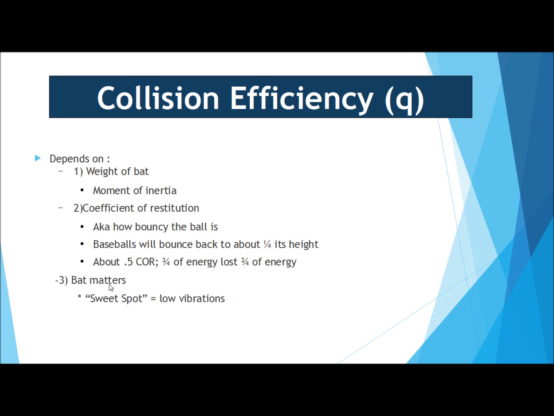And then lastly, the bat matters. If you hit the ball on the sweet spot, the spot on the bat that has the lowest amount of vibrations, then you're losing the least amount of energy. If you don't lose a lot of energy, then you're going to be able to hit the ball farther. If you've ever played baseball, you know that whenever you hit the ball wrong, you can feel the bat vibrating in your hand. It hurts. When you do that, you lose energy and you don't play as well. So that was pretty interesting.